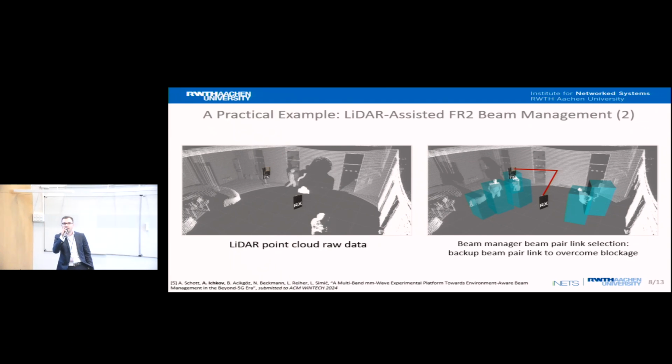And these backup links, we already know them because we do periodic SSB beam sweeps, and we keep, let's say, a basis of potential backup beam pair links, which can then also be monitored via CSI-RS.